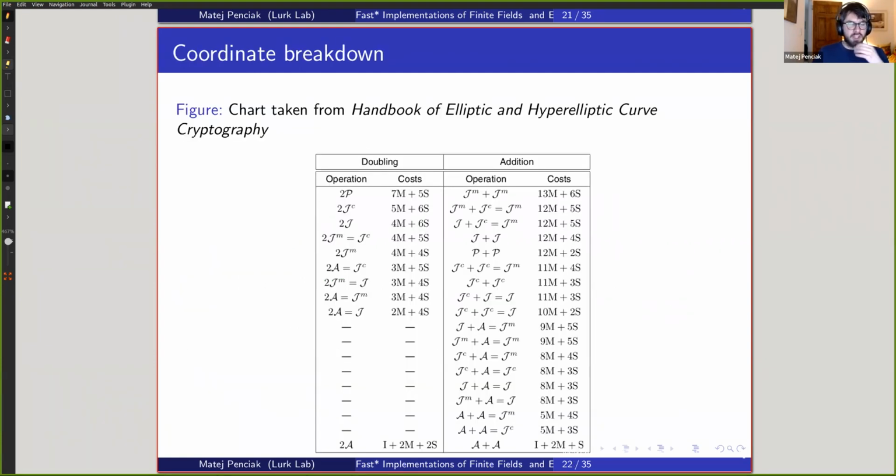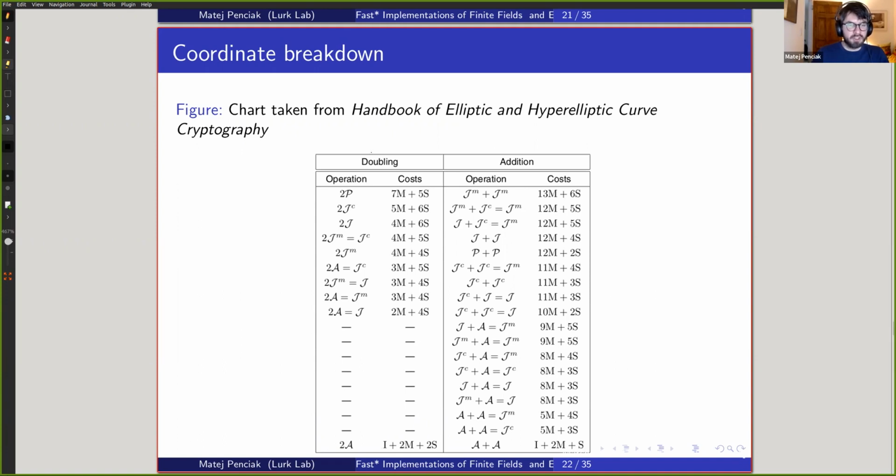So really just to show off the fact that people have thought a lot about what the different kinds of coordinate systems have in terms of their benefits. This is a chart taken from this book, the Handbook of Elliptic and Hyperelliptic Curve Cryptography, which really spells out the cost of all of the different operations that you can hope for in the different coordinate systems.